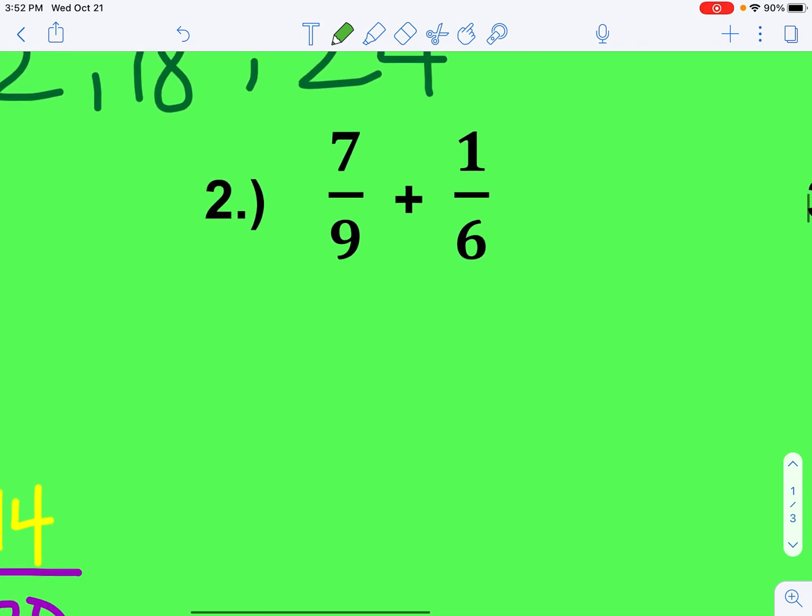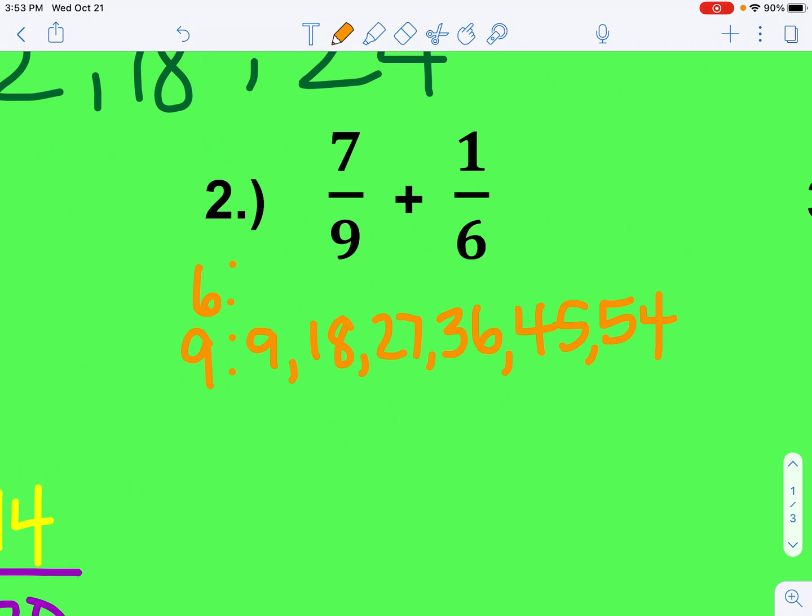Alright, let's try number 2. This time I have 7/9 and I have 1/6. So the first thing we need to do when we add these is find our common denominator. So we're going to count by 6s and we're going to count by 9s. Let's start counting by 9s. 9, 18, 27, 36, 45, 54.